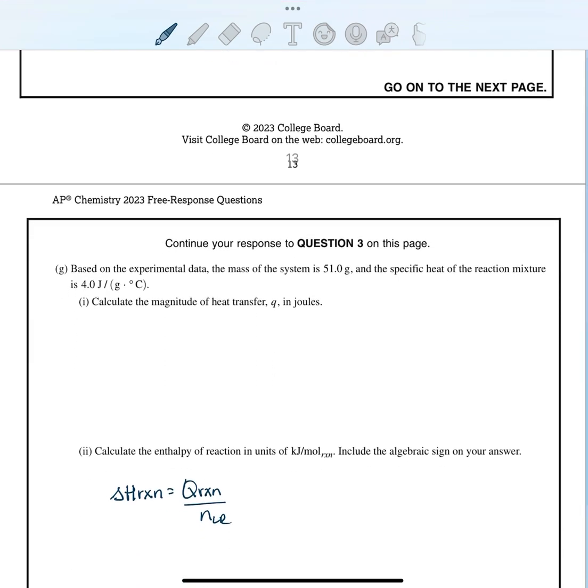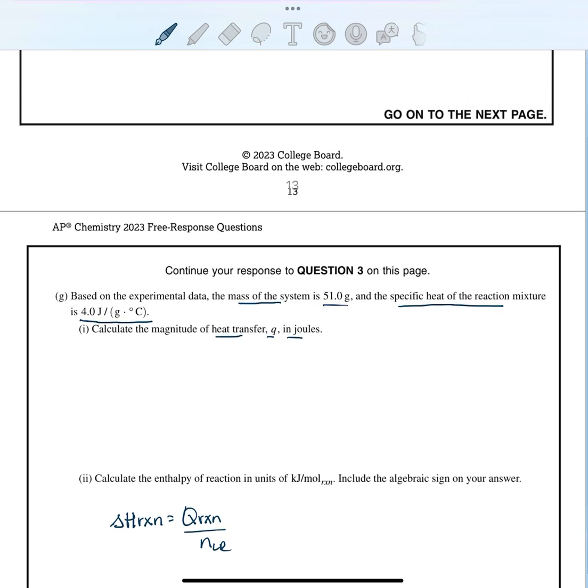Based on the experimental data, the mass of the system is 51 grams and the specific heat of the reaction is 4.0 joules per gram degree Celsius. Calculate the magnitude of heat transfer, Q, in joules. What they want me to do is find Q of the surroundings, because that's the heat transfer into the surroundings, which equals MC delta T. You have to be careful with your mass here because it says this is the mass of the system. I want the mass of the surroundings.